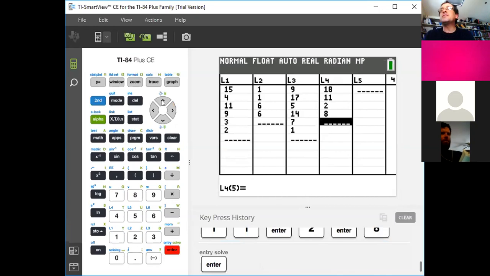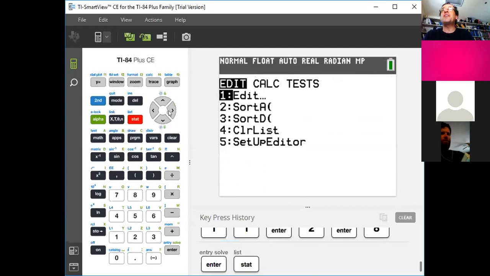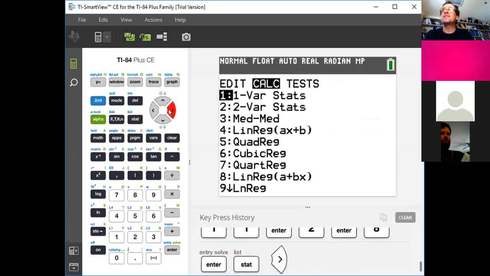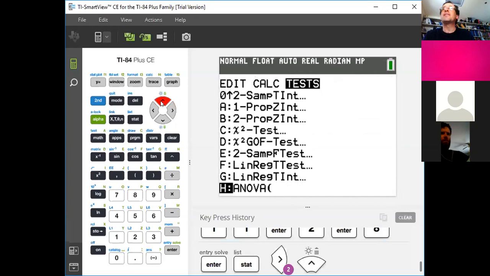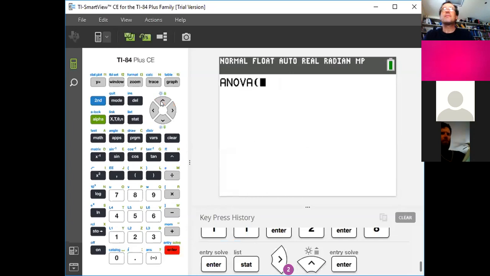Then I go to stat. This is a really easy test, by the way, to use. We get a test, and you definitely want to use the up arrow, not the down arrow, because there it is. This test looks very different than the rest of them. So I'm going to hit enter on ANOVA. Any questions so far?